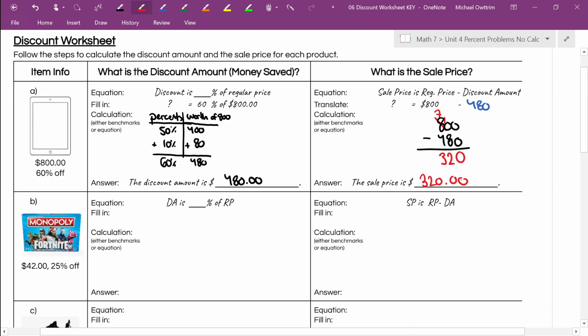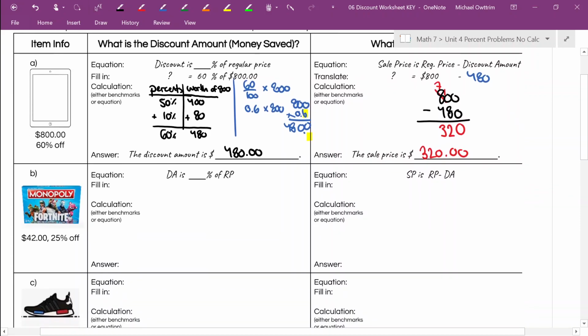$320. Now keep in mind we could use an equation to calculate our 60% of 800 as well, in which case we'd be doing the calculation 60 out of 100 times 800. When we do this calculation, we'll translate that into the decimal, 0.6 times 800, and that's a multiplication we can do. 6 times 0, 6 times 0, 6 times 8, and then we have one digit of decimals. We got our same answer of 480 using our equation as well.